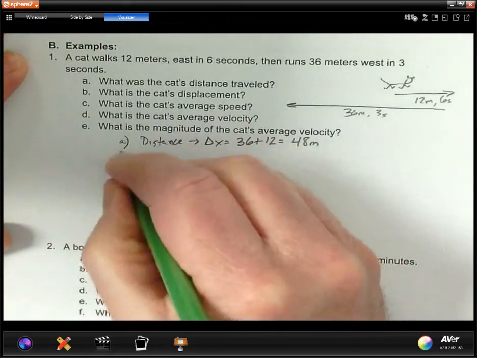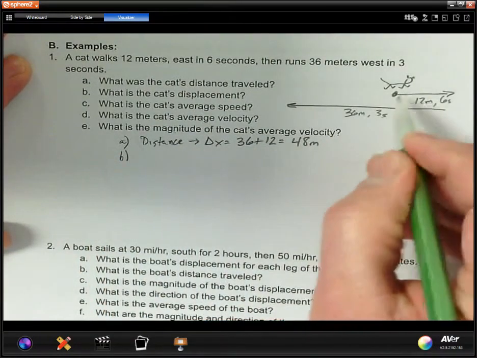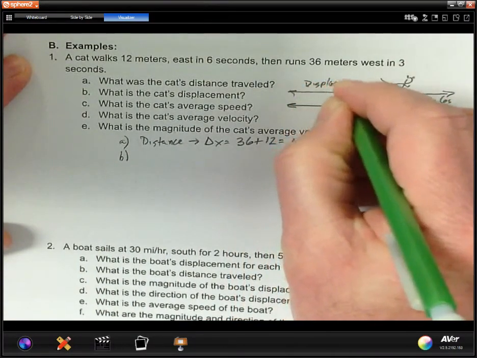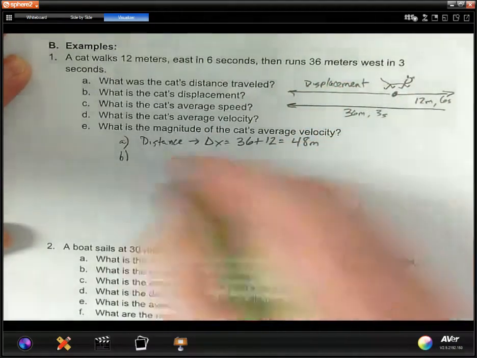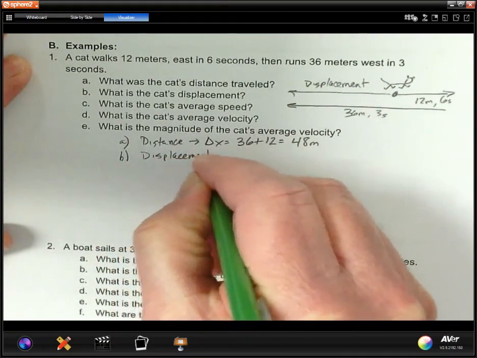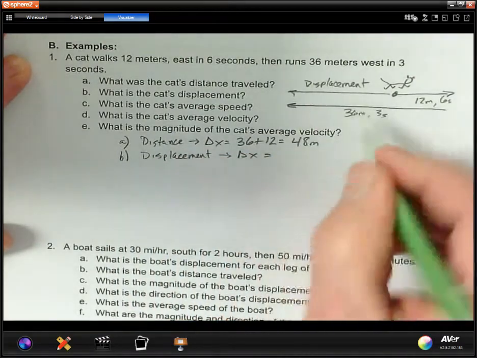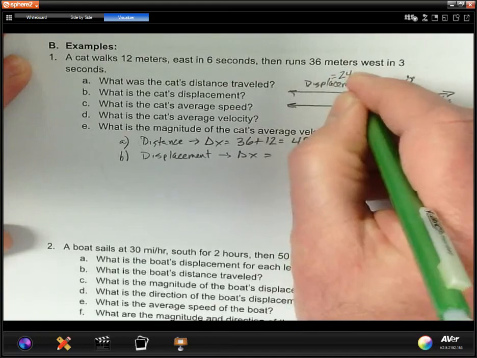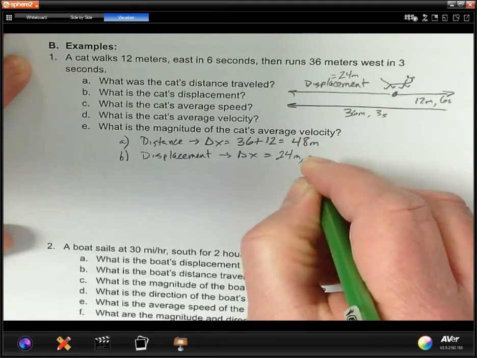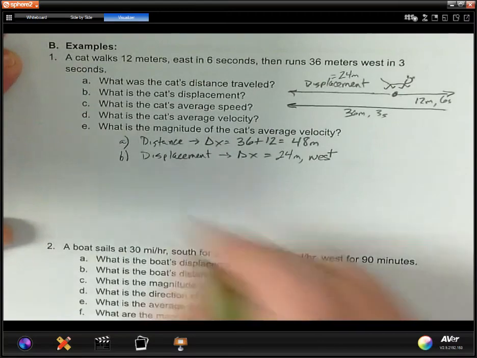Now B, we want to know his displacement. His displacement is where he is relative to his starting point. So the displacement, delta x, in this case is going to be, he went 12 this way, but then back 36. This is going to be 24. So it's going to be 24 meters, and it has to have a direction to it. So he ended up 24 meters west of where he started.